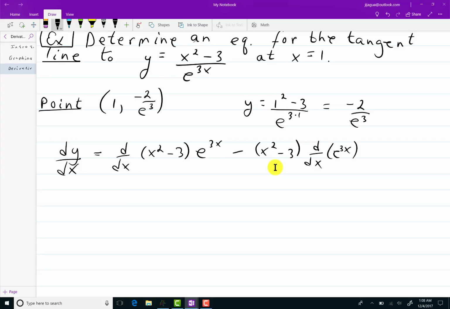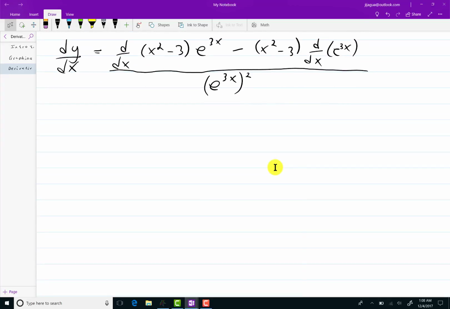So we have the derivative of x squared minus 3 times e to the 3x, minus x squared minus 3 times the derivative of e to the 3x, and I have e to the 3x squared. Okay. The derivative of x squared minus 3 is 2x, so I get 2x e to the 3x minus x squared minus 3 times 3e to the 3x. All of that is over e to the 6x.